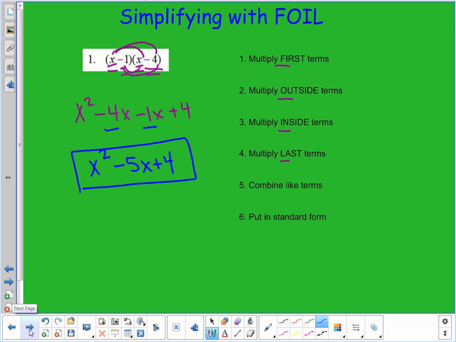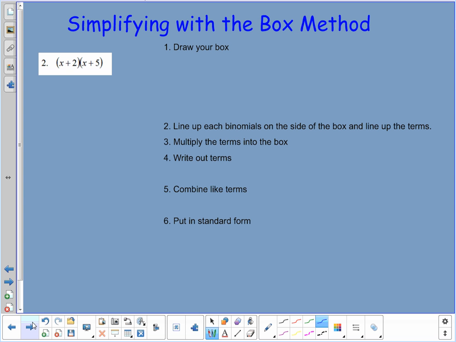All right. So now let's take a look at number 2, and we're going to use the box method in number 2. So in number 2, let's draw the box. When I draw the box, I want to make it a 2 by 2. And the reason I make it a 2 by 2 is because I have two terms in this binomial and two terms in that binomial. That's what a binomial is. A binomial is having two terms.